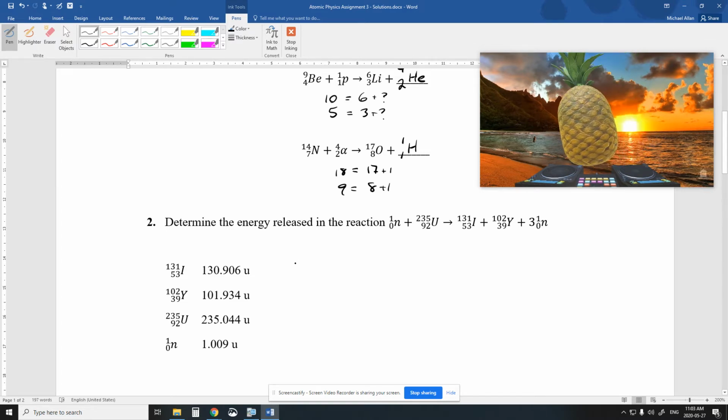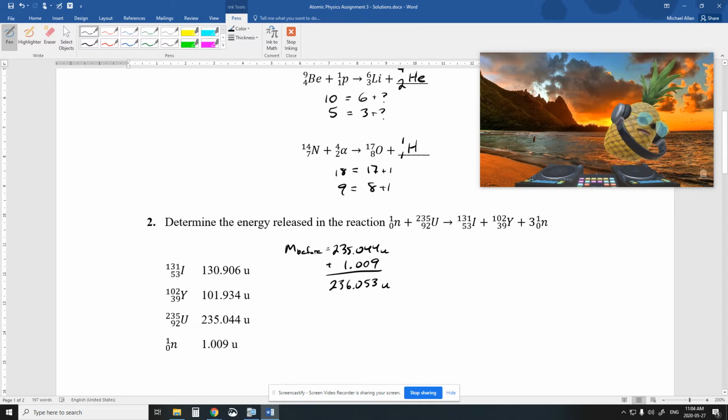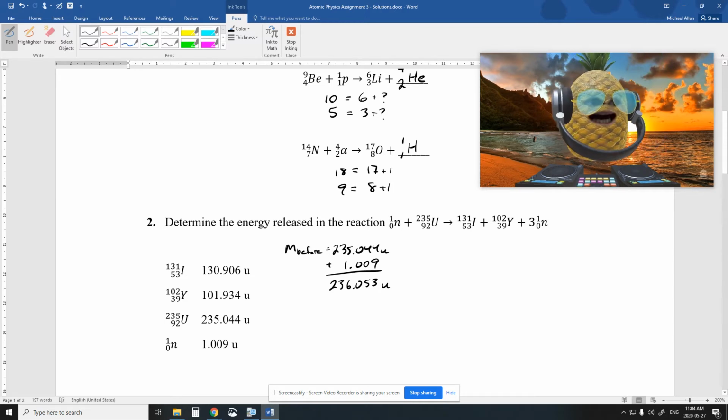Sorry, I put my hand in front of my face. So the mass before is equal to, I had this number before, but we're gonna use these numbers here. So that's not the right number to use. We're using uranium 235. So that's 235.044 plus the 1.009. So I'm gonna add those together. I get 236.053, I believe.